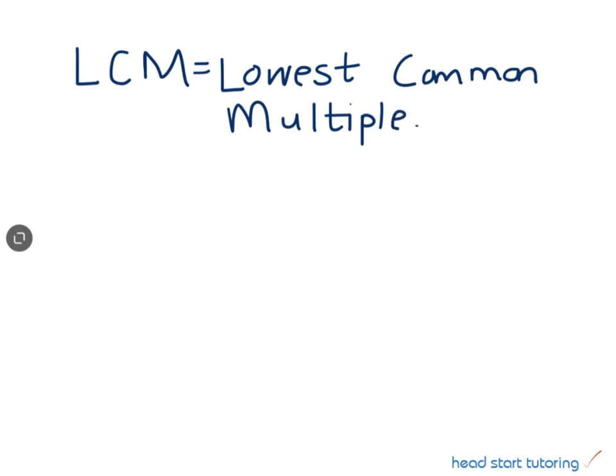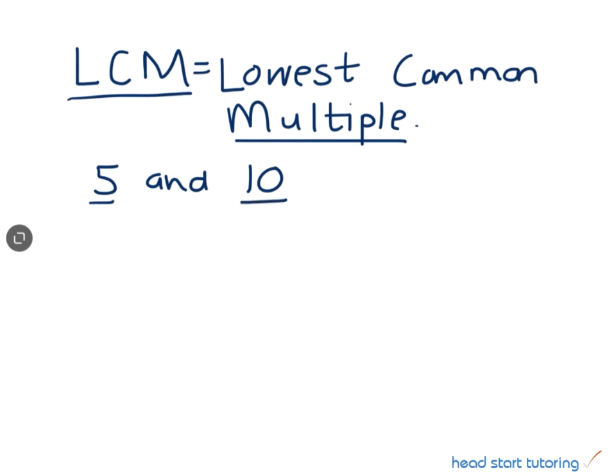We are now going to have a look at lowest common multiples, often known as the LCM. If you are asked to find the LCM of 5 and 10, because we are looking for the lowest common multiple, we know that we could list the multiples of 5 and we can list the multiples of 10, but because it has to be common, we know that it has to be both a multiple of 5 and a multiple of 10.